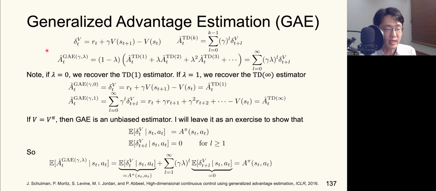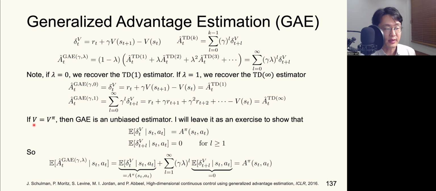Here I'm rewriting the identities and the definition that I stated in the previous slide. This is the definition of the delta V t quantities, defined in the previous slide. Here, I made the assertion that through the telescoping sum argument, we can write the TD-K estimators as a discounted sum of these deltas. The GAE advantage estimator is defined in this way, and it can be shown through a geometric sum argument that this sum can be written as a discounted sum of the deltas. Again, when lambda is equal to 0, the GAE estimator recovers the TD1 estimator, and when lambda is equal to 1, it recovers the TD infinity estimator.